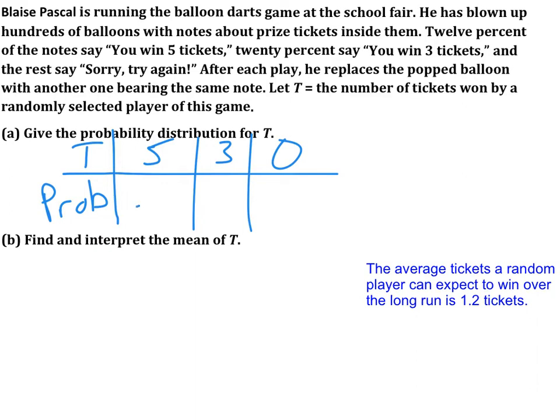And the paragraph tells us we have set up the game so that we will give out the prize of 5 tickets 12% of the time. Three, 20% of the time. 0, 68% of the time.